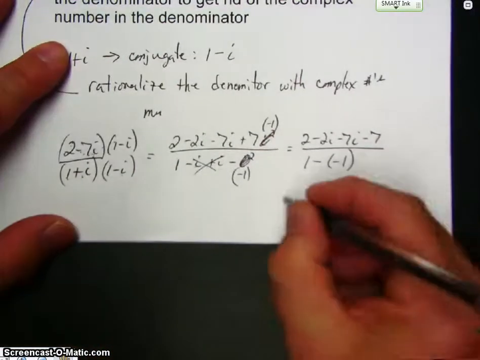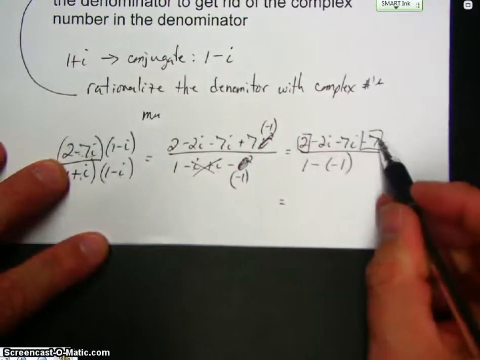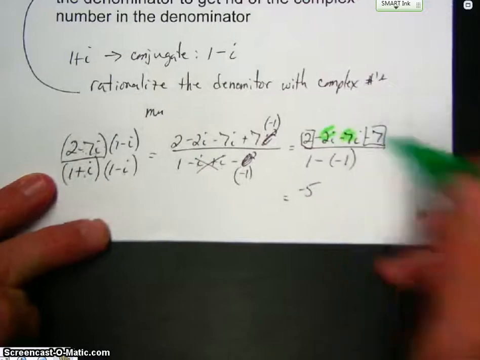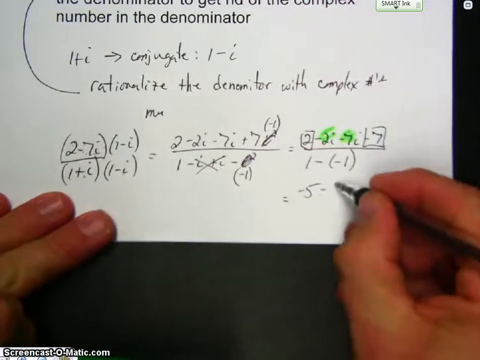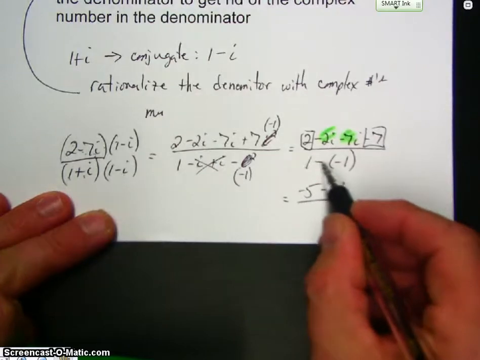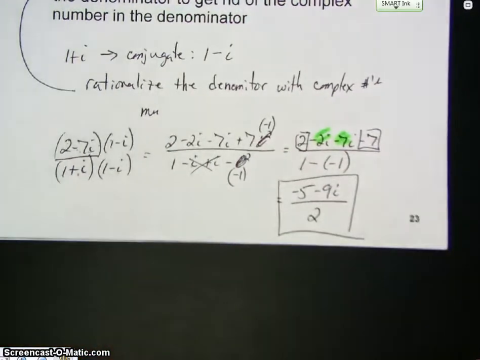So the top, these two terms are like terms, so that gives me negative 5. These are like terms, so that gives me negative 9i over 1 minus, so that becomes 1 plus 1, which is 2. And I am done.